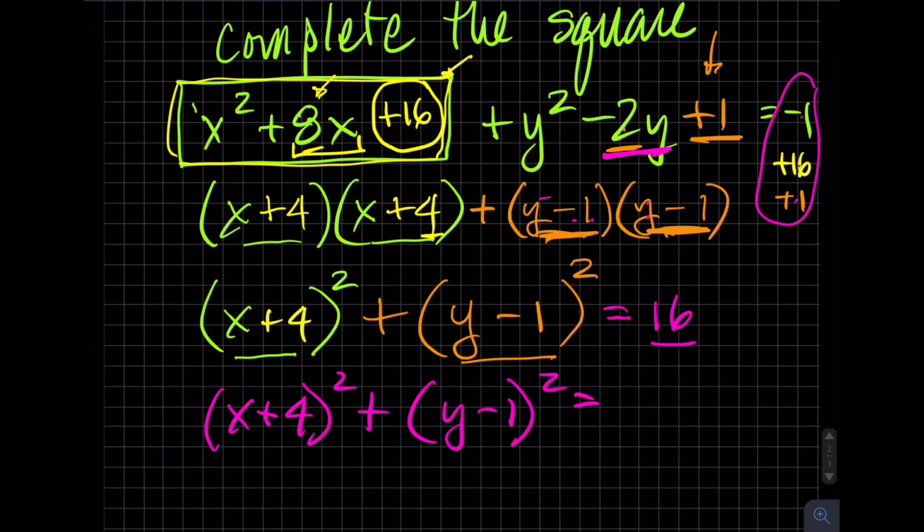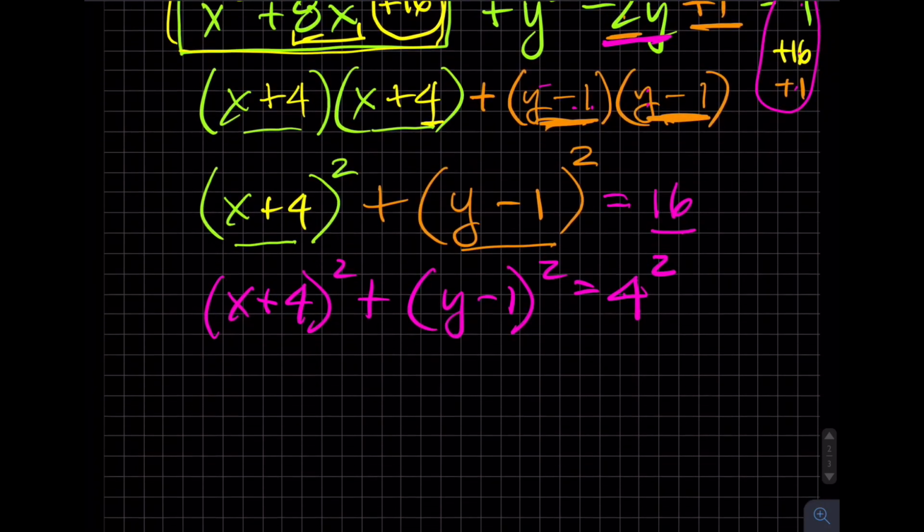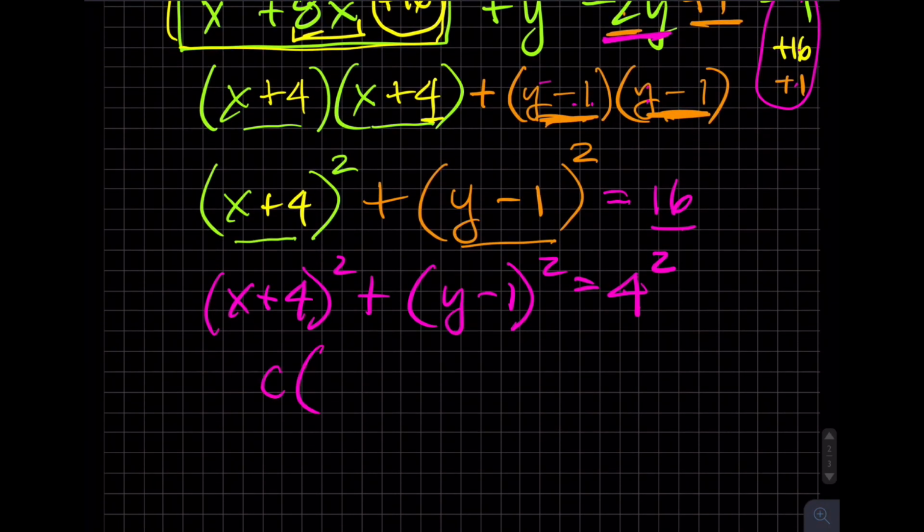And I can rewrite 16 as 4 squared, which tells me that the center point of my circle is -4, 1, and the radius of my circle is 4.